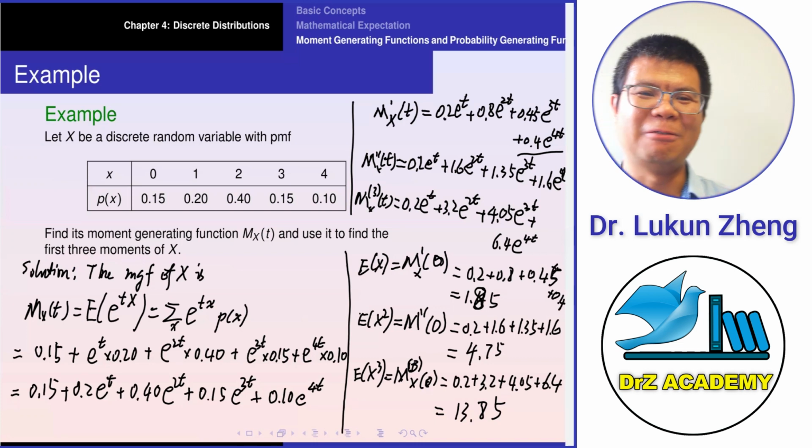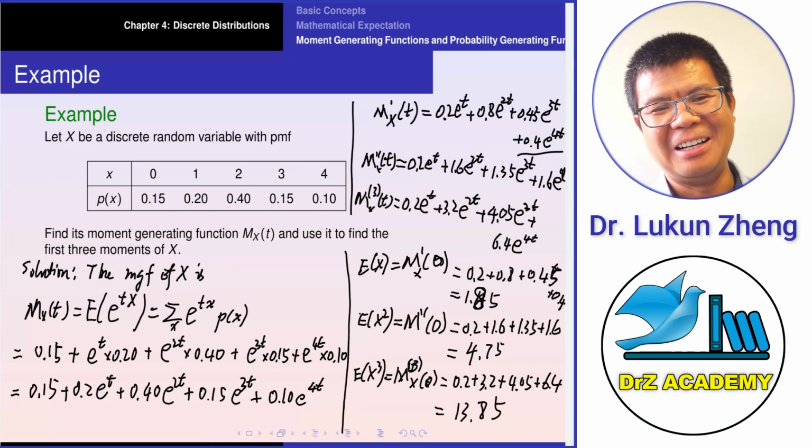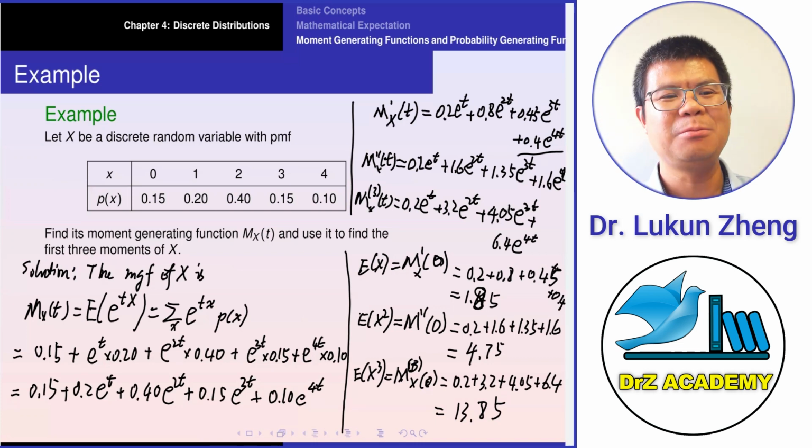We used the moment generating function to get the first three moments, and we got the same results. So that's why it is called the moment generating function. Very good.